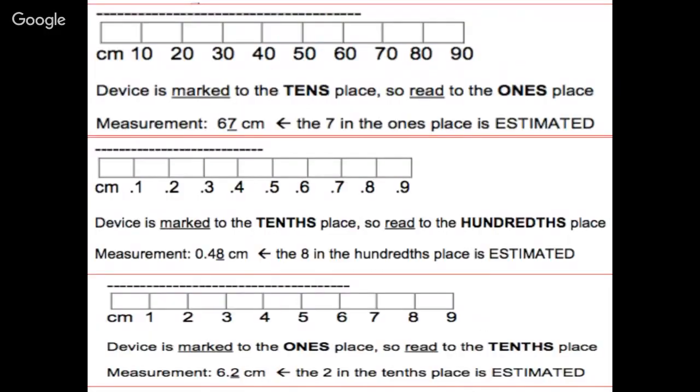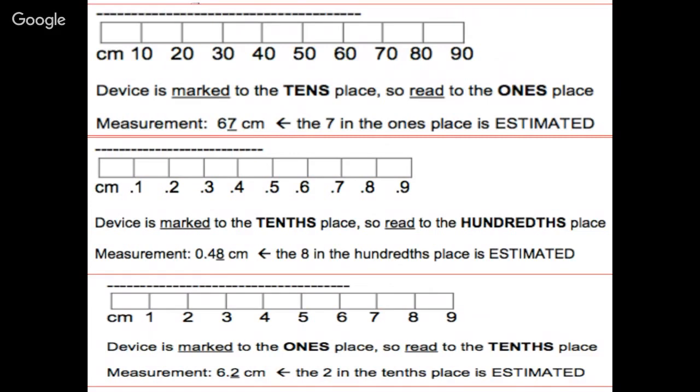If we were to look at these 3 examples, the first one is the highest place that it's marked to is the tens place. So you can read it to the ones place. That means that for that dashed line in the first one up top, you know that it's above 60 but less than 70. So you can estimate that it's about 67 centimeters in length.